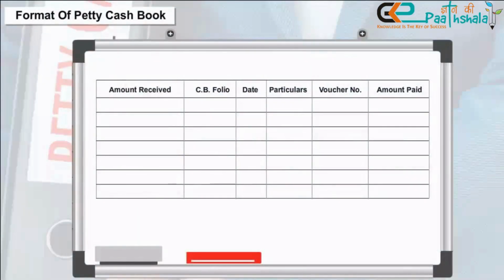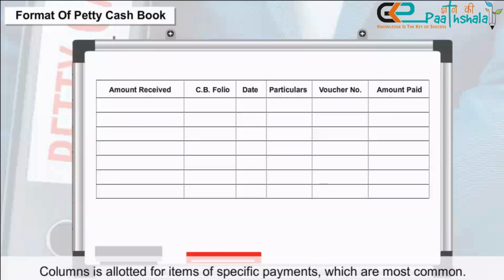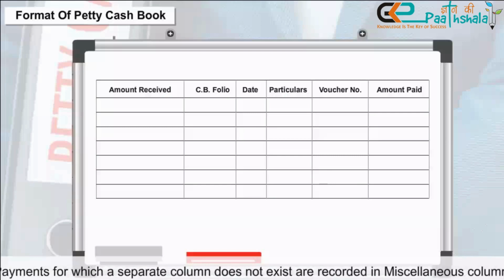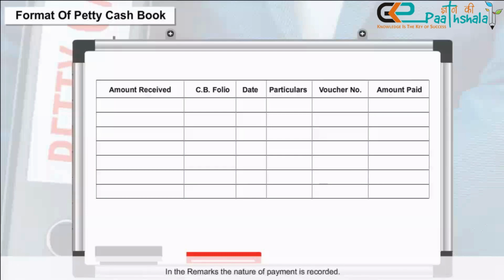Format of Petty Cash Book. It contains a number of columns for the amount on the payment side, that is credit. Each of the amount columns is allotted for items of specific payments, which are most common. The last amount column is miscellaneous, followed by remarks column. Payments for which a separate column does not exist are recorded in the miscellaneous column. In the remarks, the nature of payment is recorded.